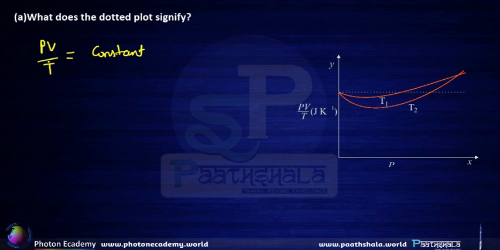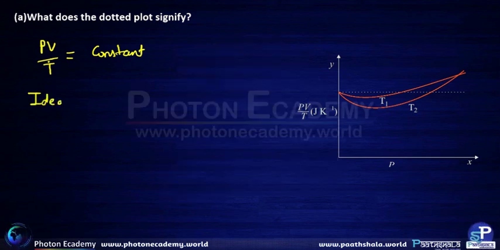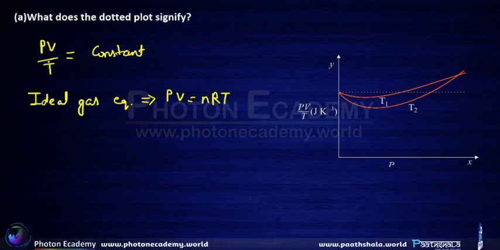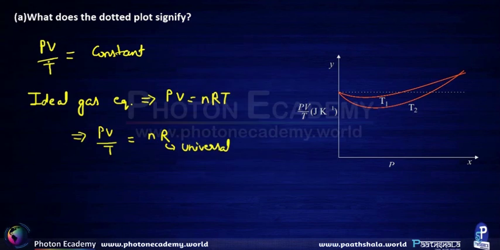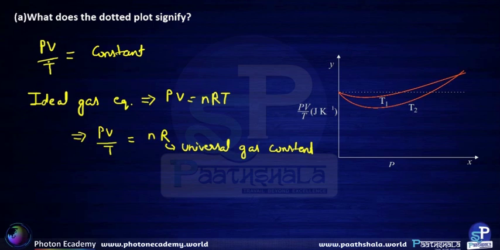So we know the ideal gas equation. The ideal gas equation is PV equals nRT. So if I manipulate this equation, we can write PV by T equals nR. Here R is the universal gas constant and its value is 8.314 joule mole inverse Kelvin inverse, and n represents the number of moles, which is constant here. So the dotted plot here represents the ideal gas.